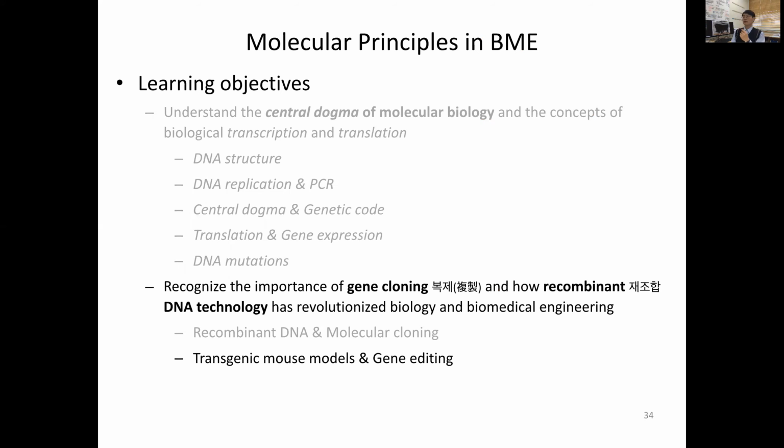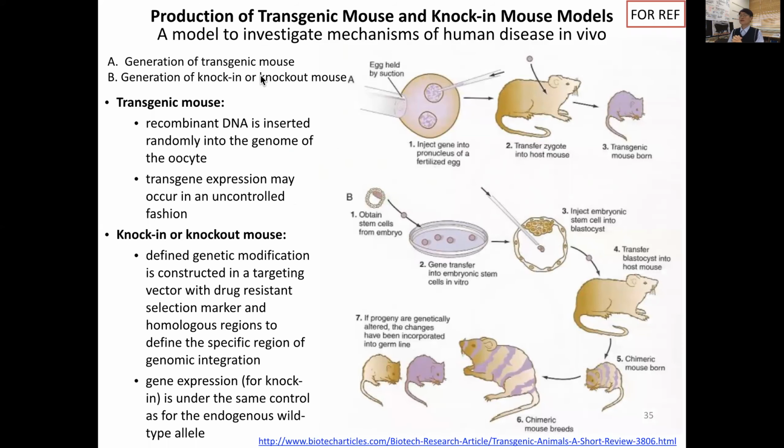So next, we will discuss transgenic mouse models and gene editing. You have probably heard a lot about transgenic, knock-in, and knock-out mouse models. This has been very important for investigating mechanisms of human disease in a mouse model. And why do we study this in mouse? Because mouse is easy to manipulate genetically compared to human patients.